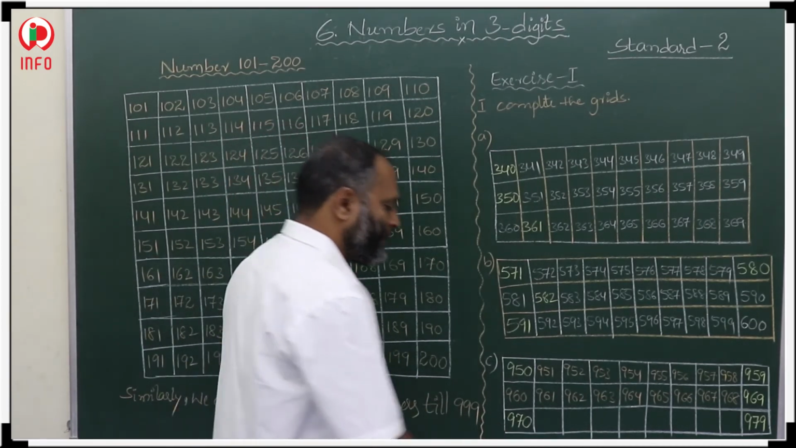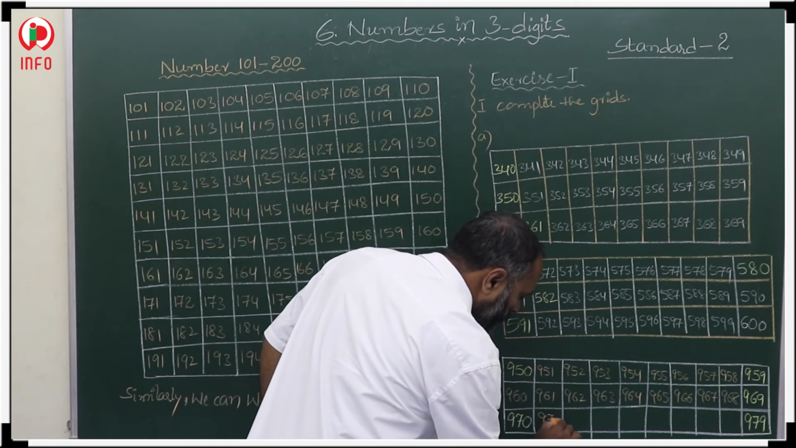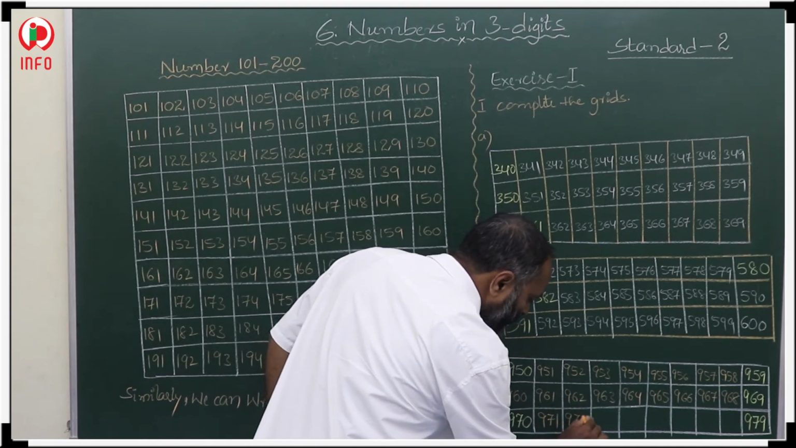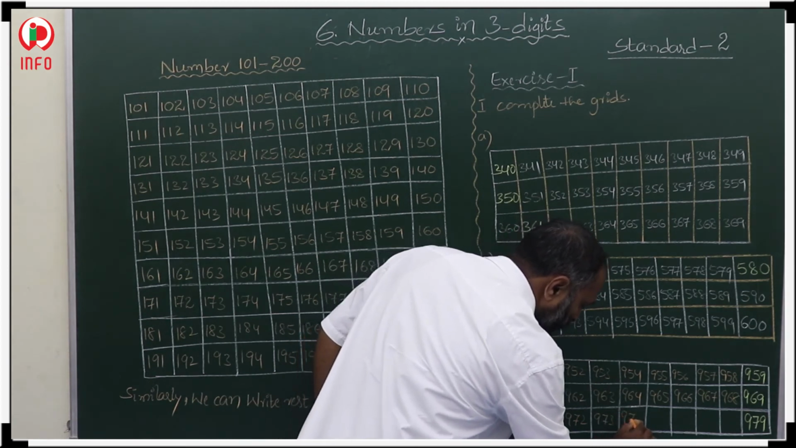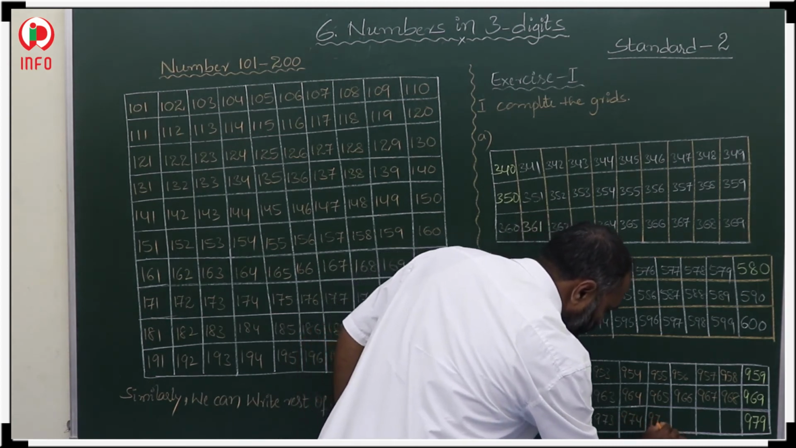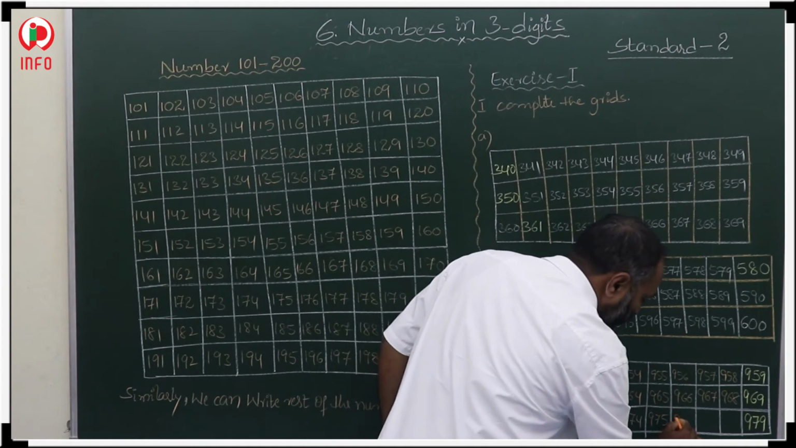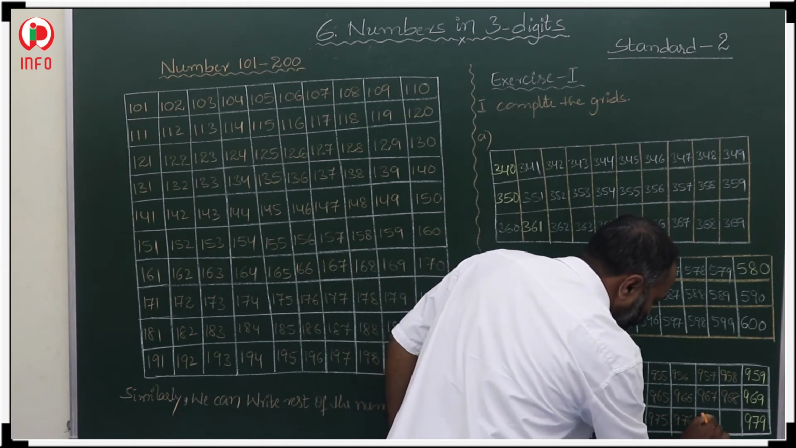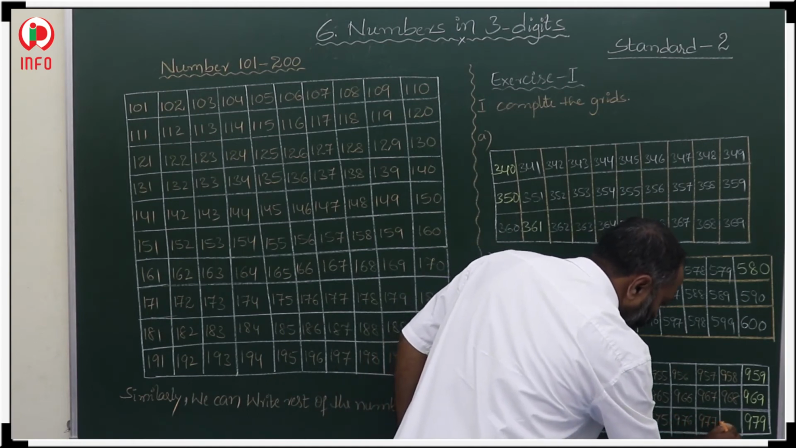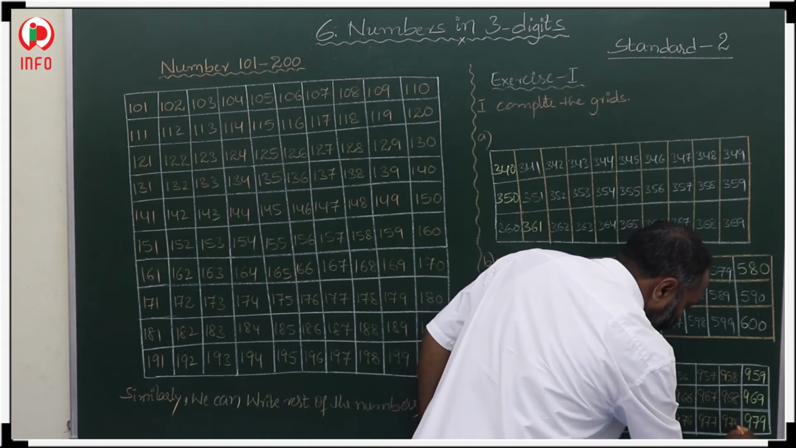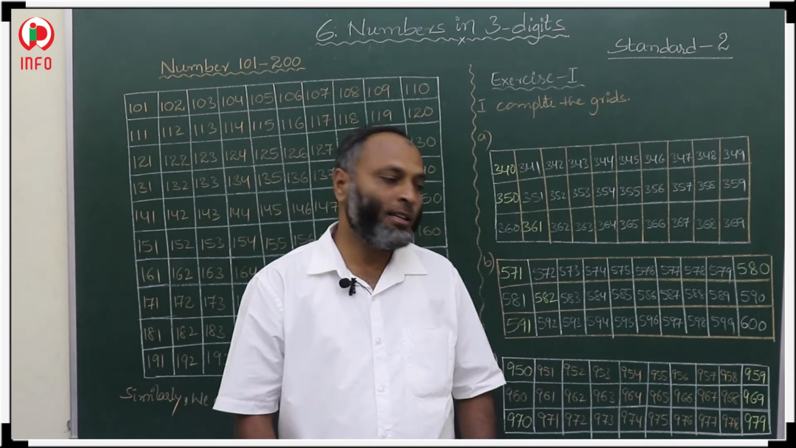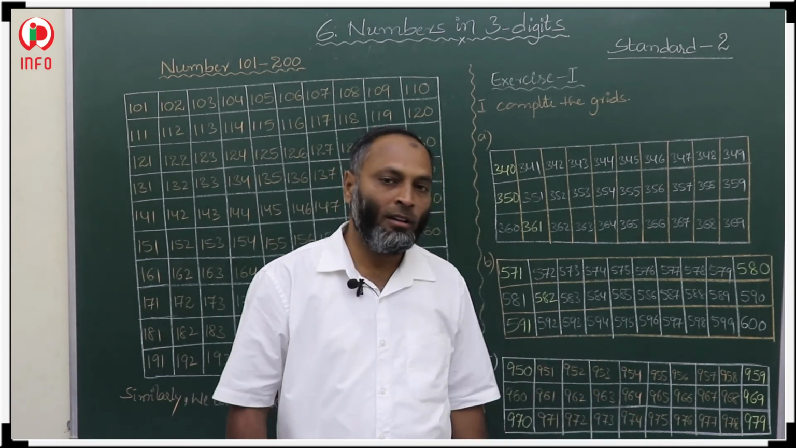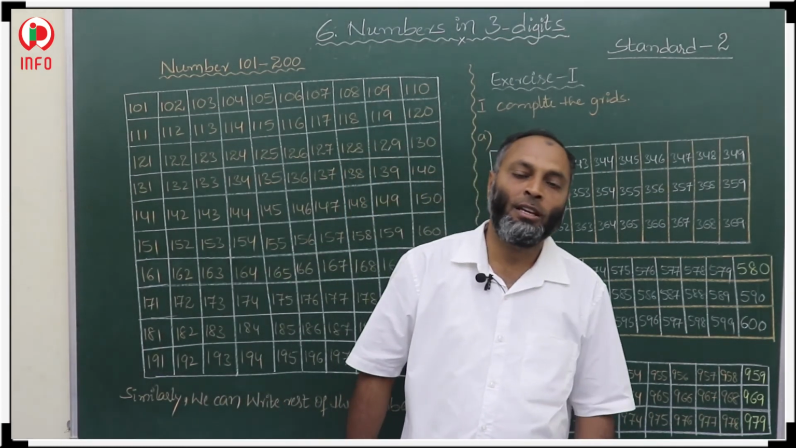970. After 70, 971, 972, 973, 974, 975, 976, 977, 978, 979. In serial, means serial numbers, we have to fill. Okay, so according to the given numerals.